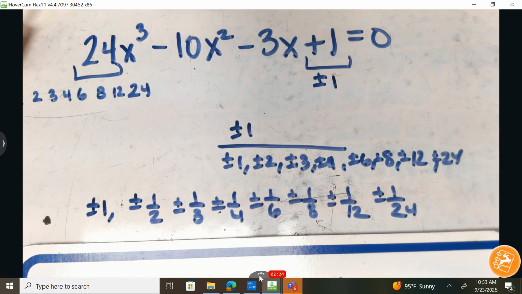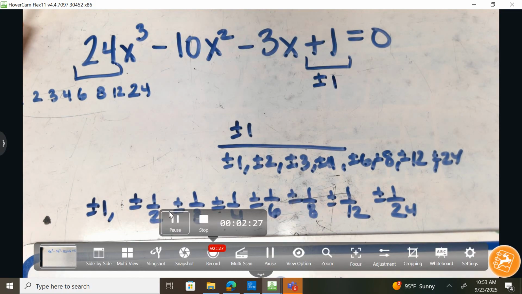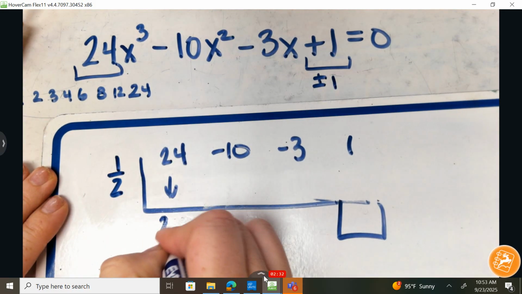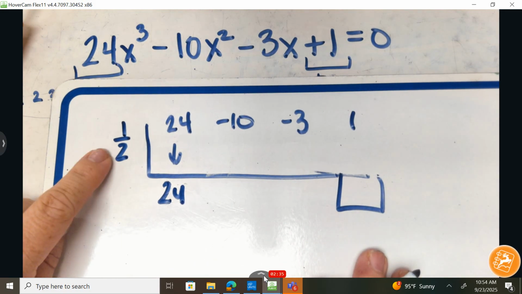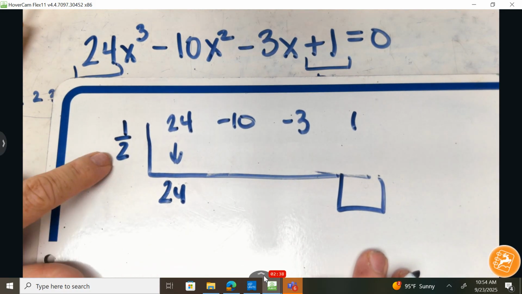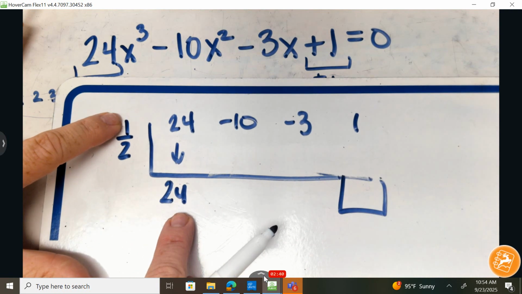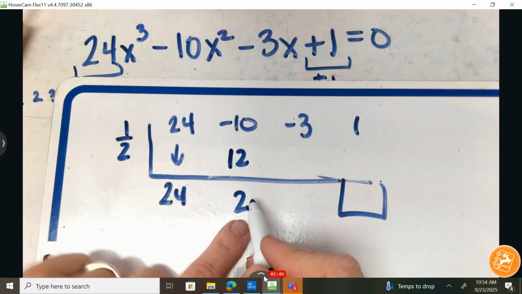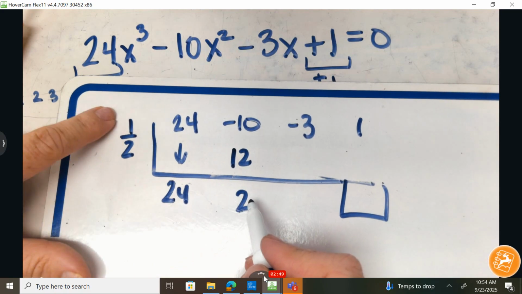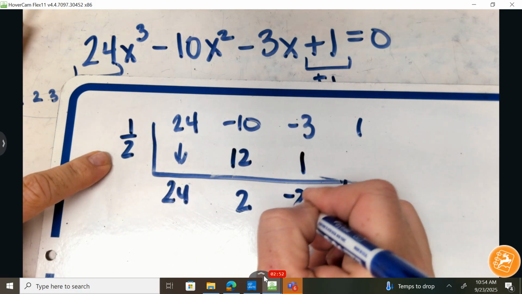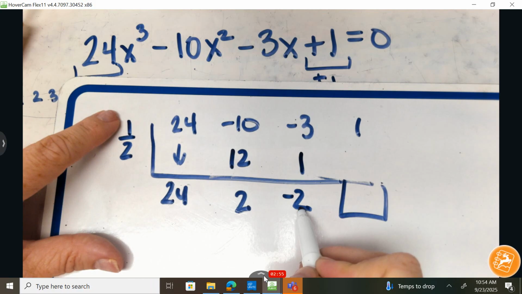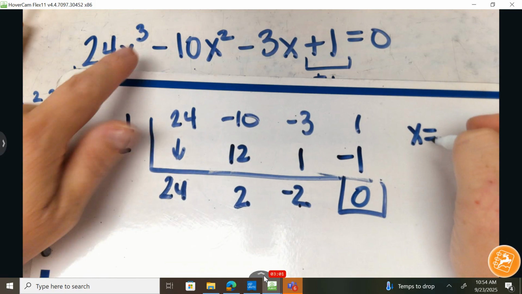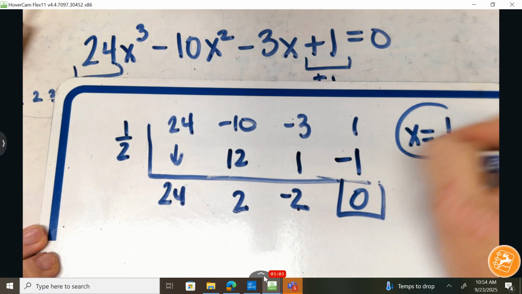I'm going to move this paper up, and I'm going to try 1/2. Let's try again 1/2 right now. Okay, you ready? Okay, so when you take 24 times 1/2, that just means 24 times 1 and then divided by 2. So 24 times 1 is 24. 24 divided by 2 is 12. Add straight down. Again, when I take 2 times 1/2, it means 2 times the top number and then divided by the bottom. 2 times 1 is 2. 2 divided by 2 is 1. Add down. -2 times 1 is -2. -2 divided by 2 is negative 1. Oh, it worked. It worked. Okay. So one of the 3 solutions is positive 1/2.